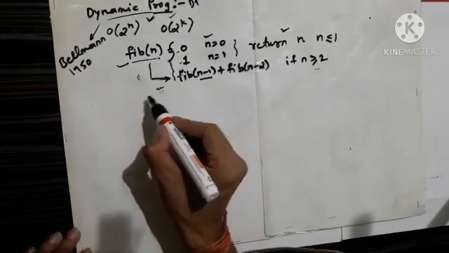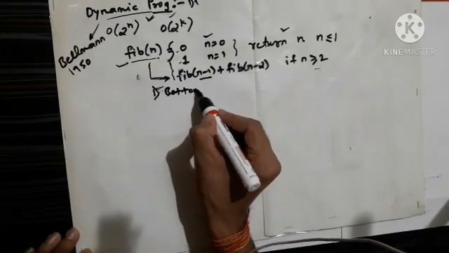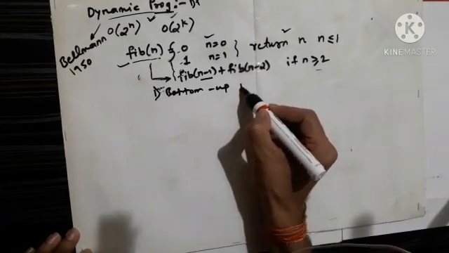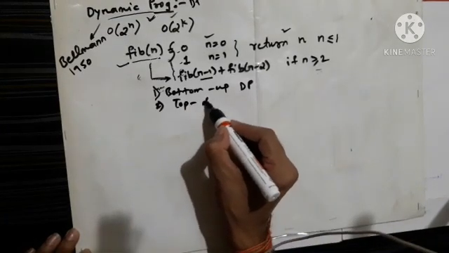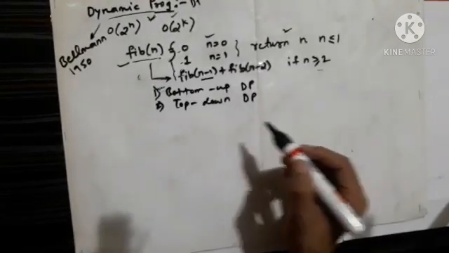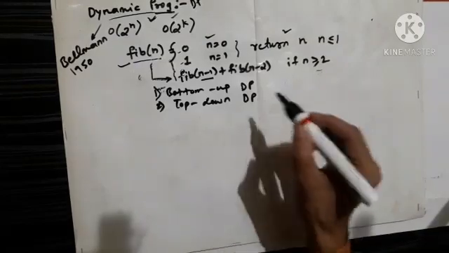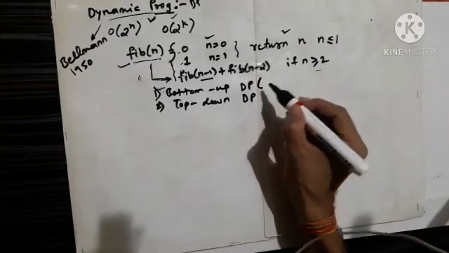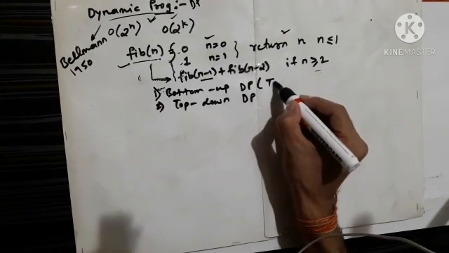Now there are two kinds of approaches. The first one is bottom up DP, another one is top down DP. Now let's see what is top down DP and what is bottom up DP. First, let me tell you, bottom up DP is also known as tabulation.